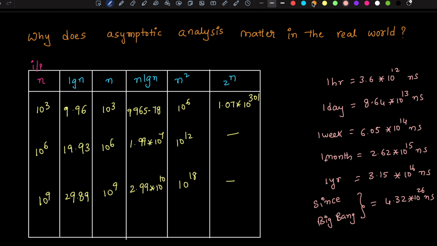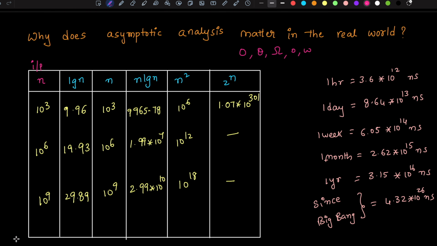So the next question here is, why does asymptotic analysis matter in the real world? As of now, we have learned multiple notations like big O, big theta, big omega, small o and small omega. Why are these very important? And more fundamentally, why is asymptotic analysis one of the most important concepts when designing an algorithm? Now let me explain through an example.